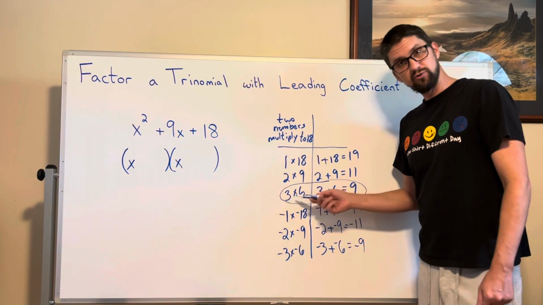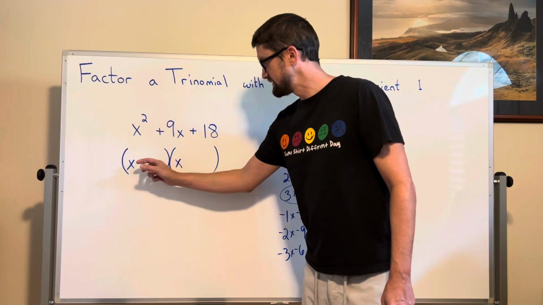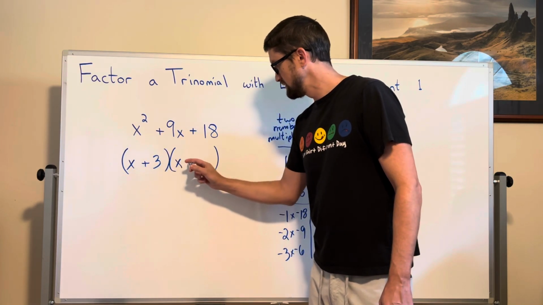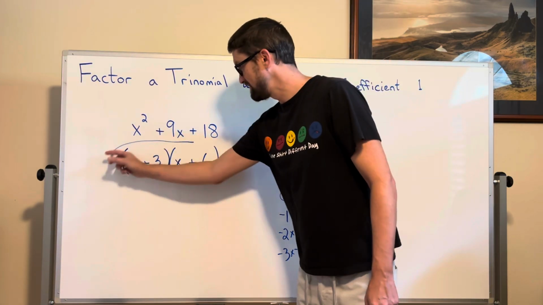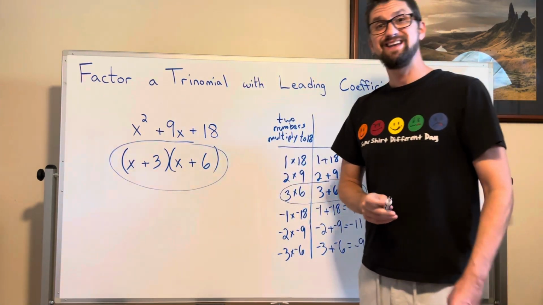Those 2 numbers are 3 and 6. So we're going to put a plus 3 and a plus 6. This is now factored, and you are done.